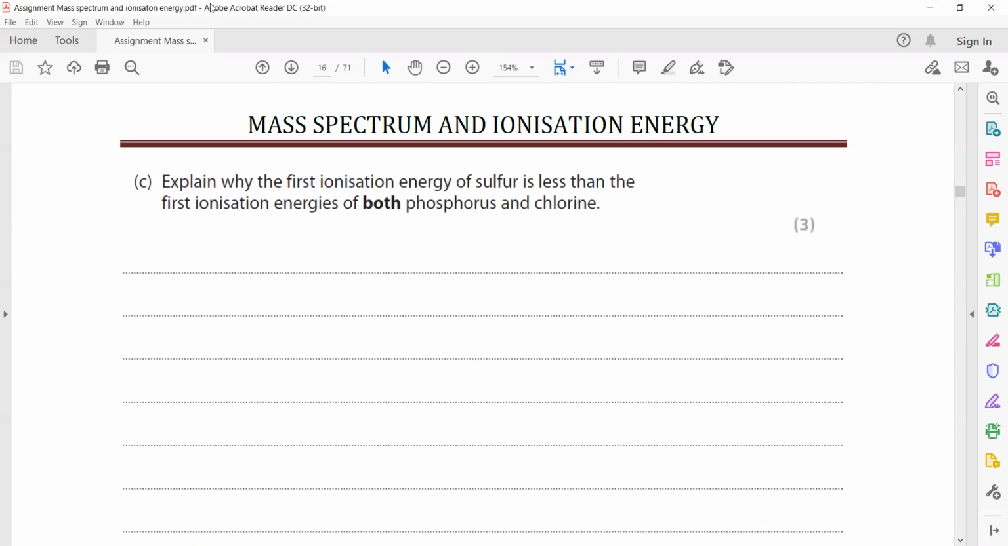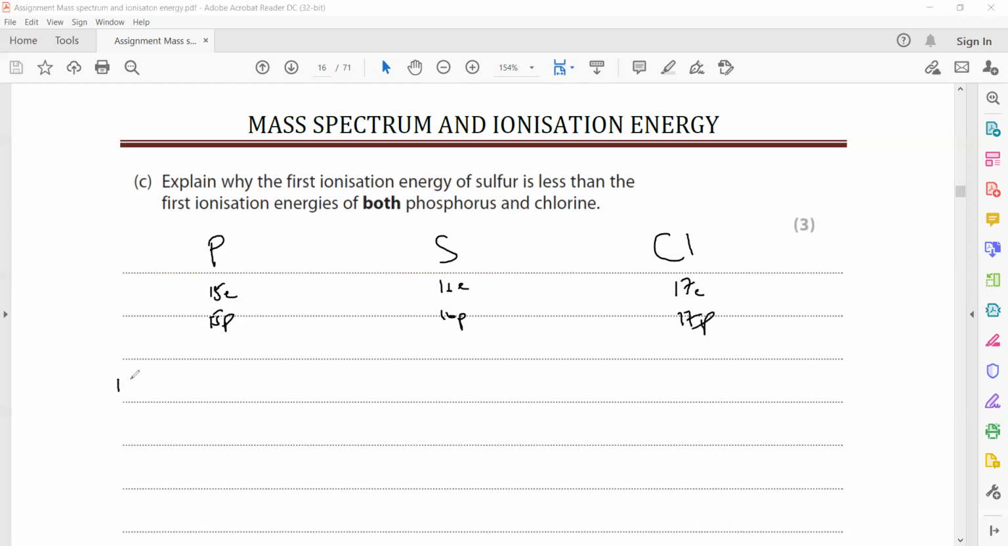Explain why the first ionization energy of sulfur is less than the first ionization energy of phosphorus and chlorine. So the best thing, if you want to compare, is to always write an electronic configuration. Phosphorus has 15 electrons, sulfur has 16 electrons, and chlorine has 17 electrons: 15 electrons and 15 protons, 16 electrons and 16 protons, and 17 electrons and 17 protons.